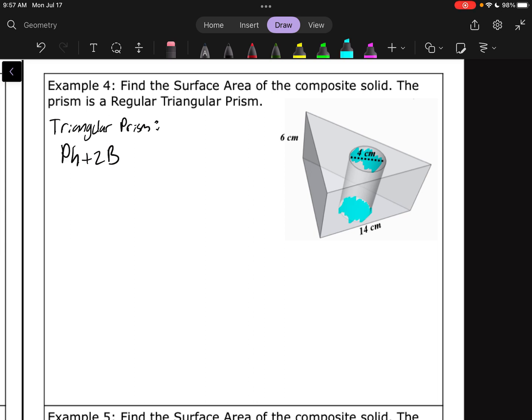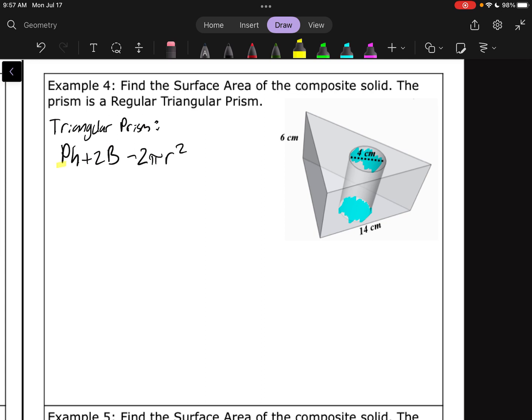So we're not going to do Ph plus 2B. We're going to do Ph plus 2B minus 2 pi r squared, because we have to remove the two circles that are missing from it. So now that we kind of understand that part, let's go ahead and figure out what's going on here.